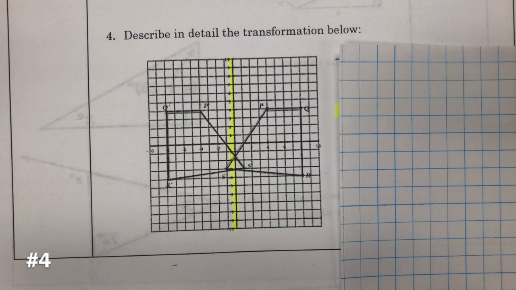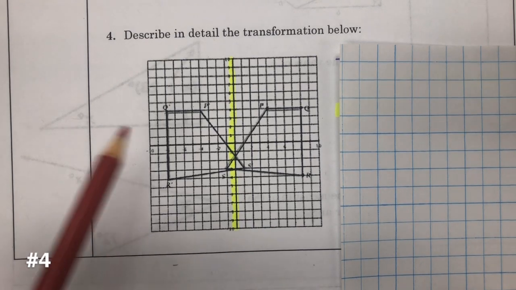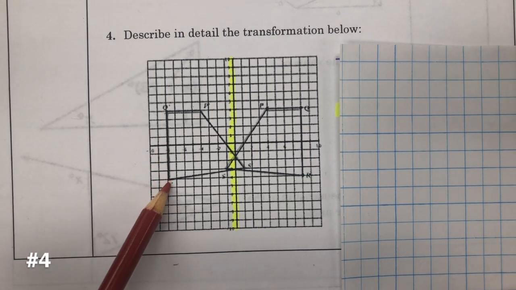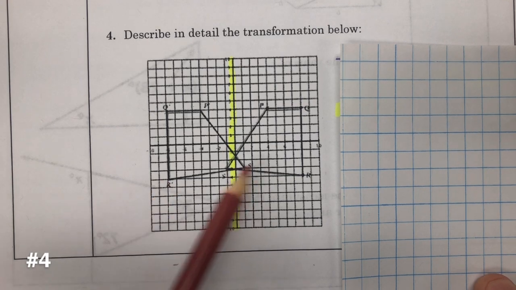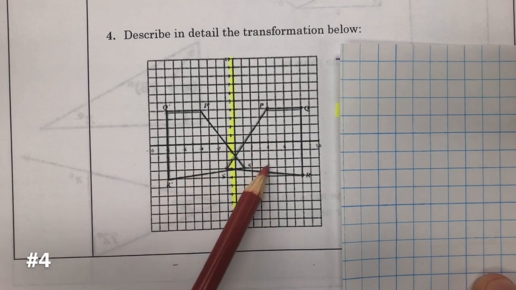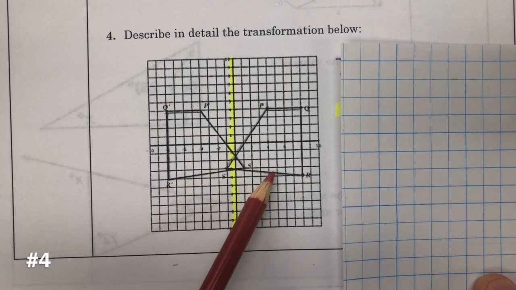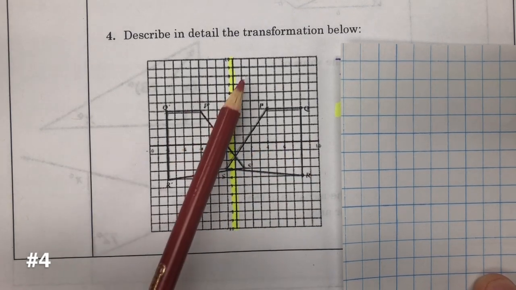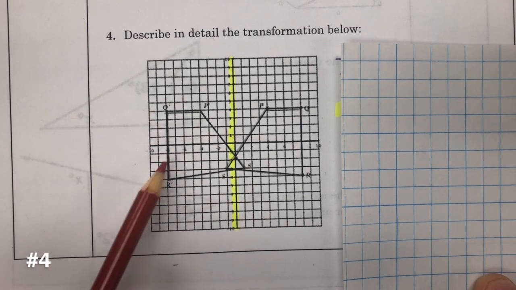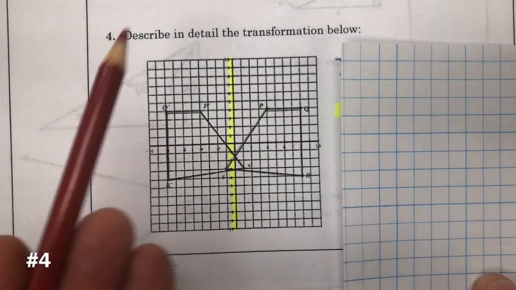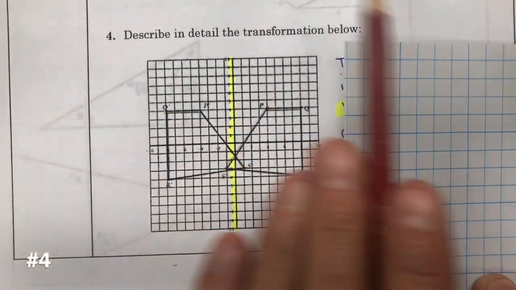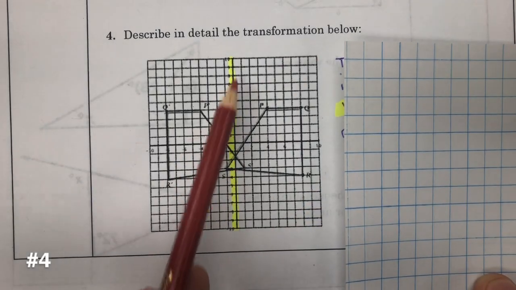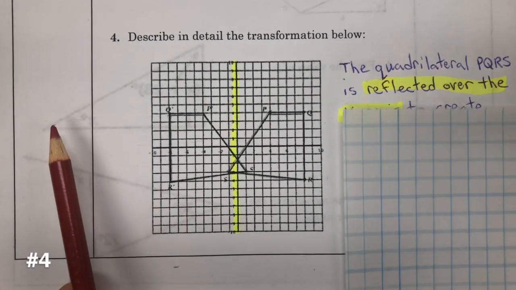For number 4, describe in detail the transformation below. So I can tell that it's a mirror image of each other. When you see a mirror image, you know that it's a reflection. Now I have to determine, is it reflecting over the x-axis or the y-axis? You can see it's like closing a book. So I'm closing the book this way. So it's a reflection over the y-axis.